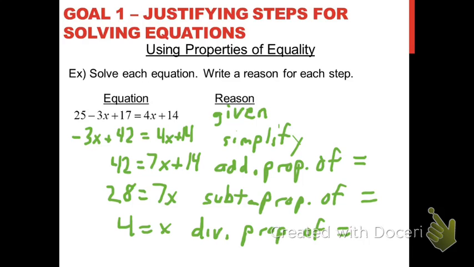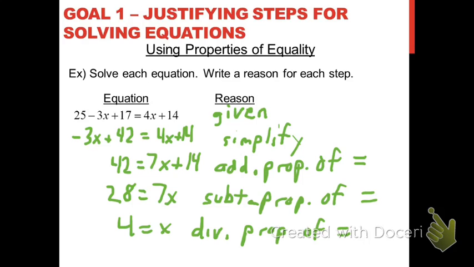I started off by saying that the original equation was given to us. This equation was true because it was given to us. And then what I had to do with this equation, of course, was combine my like terms to begin. So I combined the 25 and 17 and got this 42. And so I know that this equation is equivalent to the previous one because all I did was simplify the expressions that were within the equation.